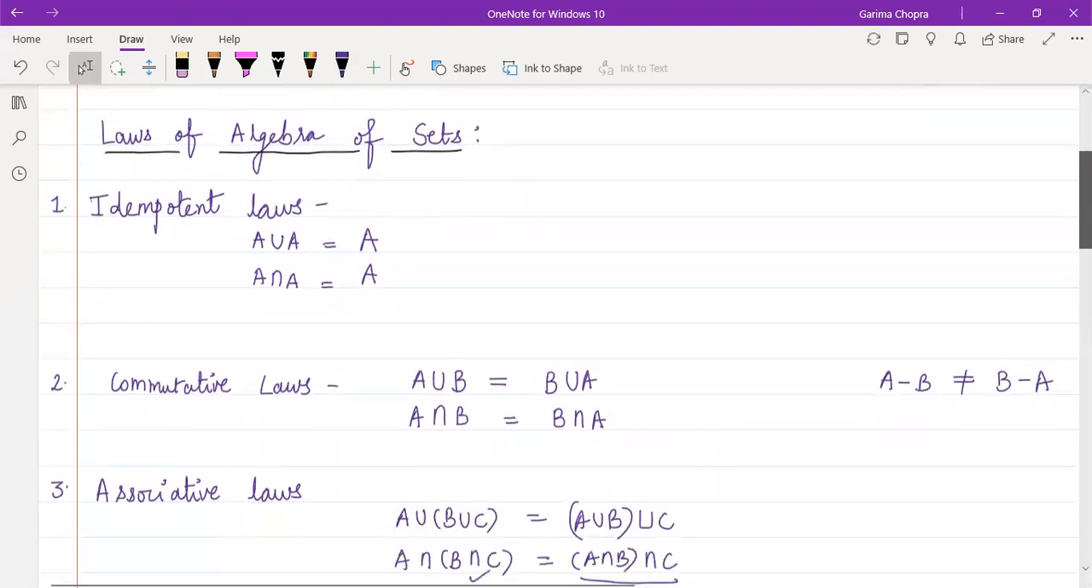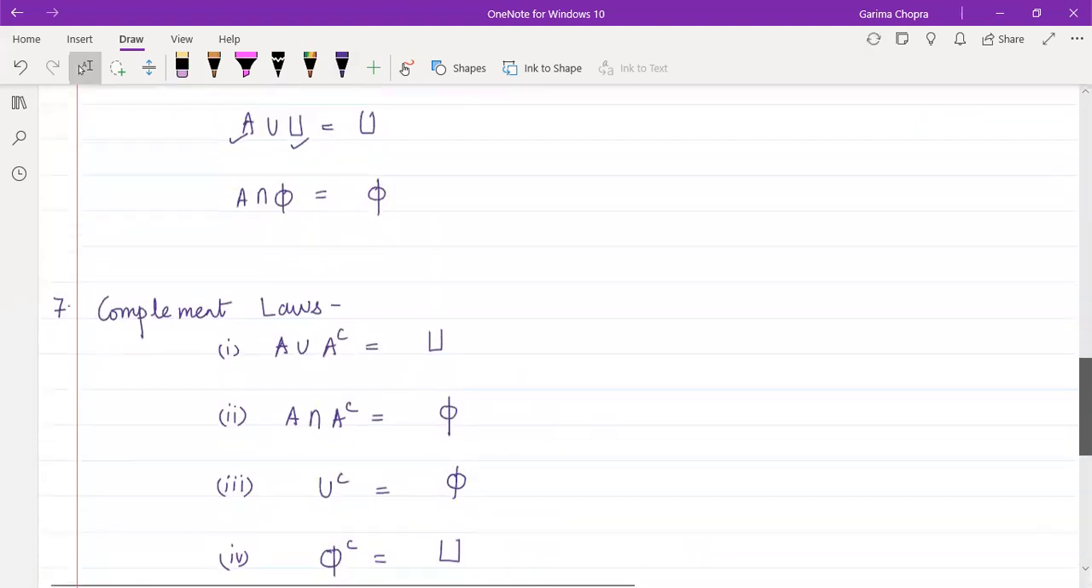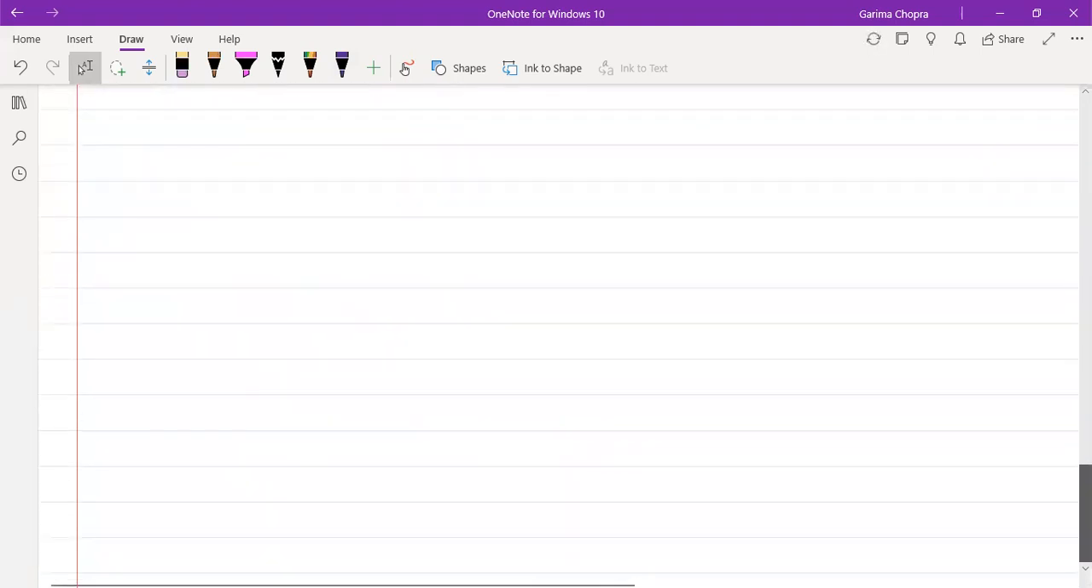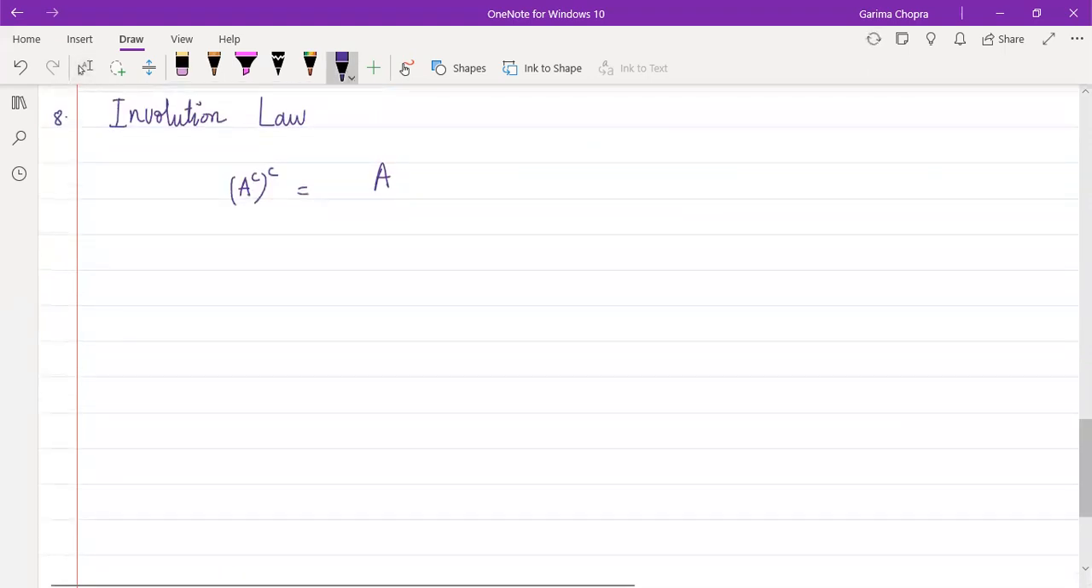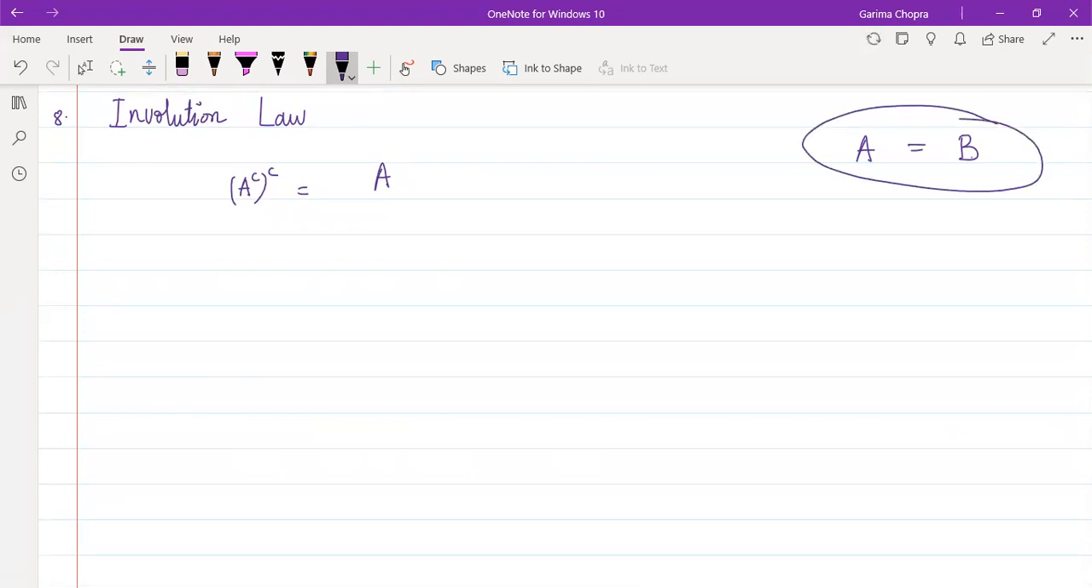So for proving these laws, what will be our strategy? We can easily prove these laws. See, in all these laws, we have to show that the set which is present on the left hand side is equal to the set which is on the right hand side. So we have to show that two sets are equal. For proving the equality of two sets, if we are able to prove that A is a subset of B, and we are also able to prove that B is a subset of A, then from these two, we can conclude that the sets A and B are equal.